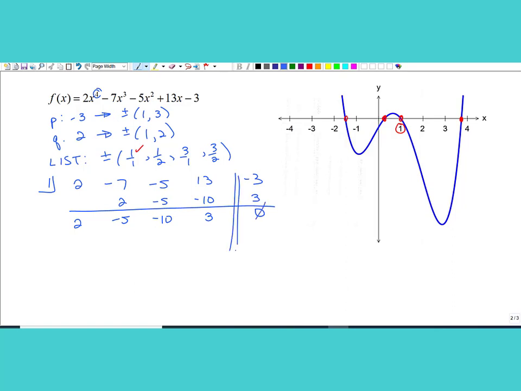Okay, so x equals 1 is indeed a 0. Well, I now have a cubic equation. I've got to reduce it down to a quadratic. That's always your goal, to get it down to a quadratic, because we could either factor it, maybe, or always use the quadratic formula.